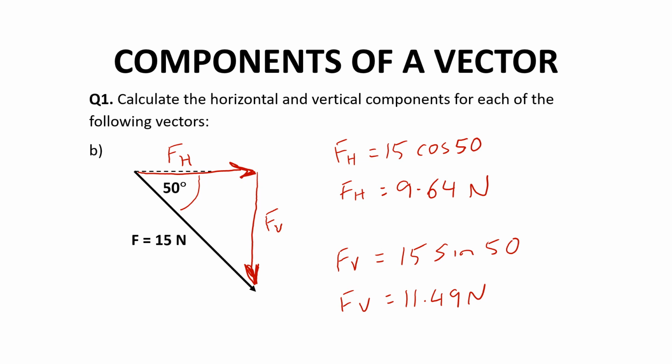So the magnitude of f horizontal is 9.64 newtons, and from the diagram we can see that f horizontal is to the right, so we can write here east for the direction of f horizontal, and the direction of f vertical is downwards, so we can write here south.